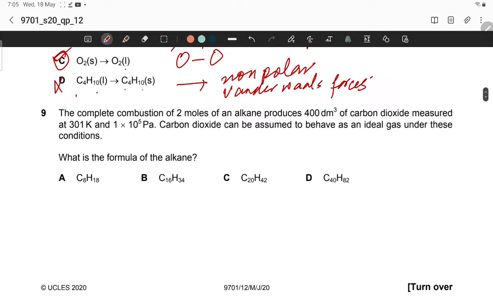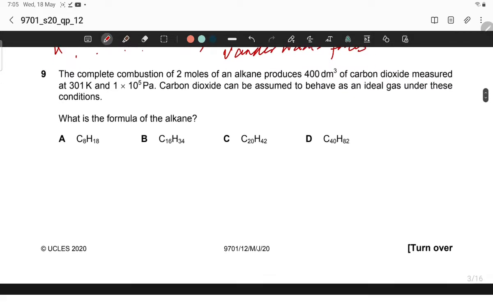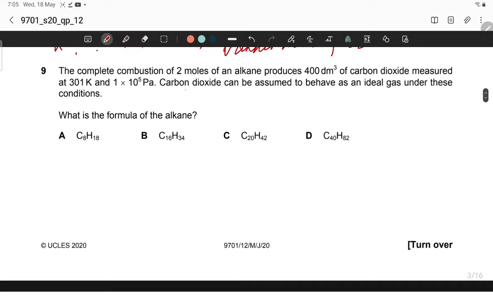So this is incorrect. The complete combustion of 2 moles of an alkane produces 400 dm³ of carbon dioxide measured at 301 Kelvin and 1 × 10^5 Pascal. Carbon dioxide can be assumed to behave as an ideal gas under these conditions. What is the formula of the alkane?